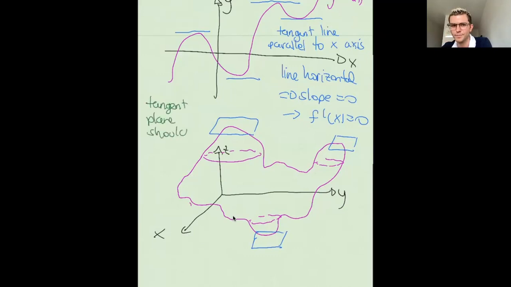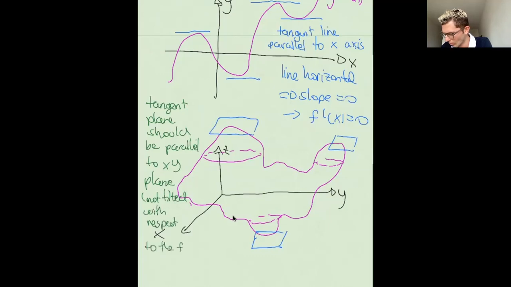Is that making sense? So tangent planes shouldn't be tilted, right? So not tilted with respect to the floor. But what should that mean? It should mean that the gradient is completely vertical, right? It's completely parallel to the z-axis. So you would like the gradient of f.